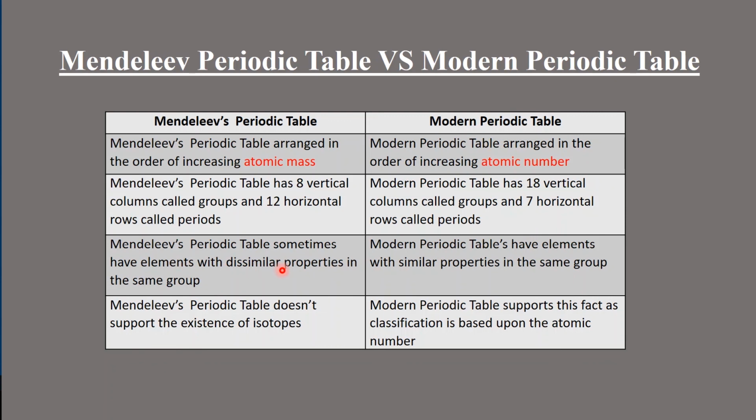Mendeleev's periodic table sometimes had elements with dissimilar properties in the same group, whereas the modern periodic table has elements with similar properties in the same group. Mendeleev's periodic table doesn't support the existence of isotopes, and the modern periodic table supports this fact as classification is based upon the atomic number.